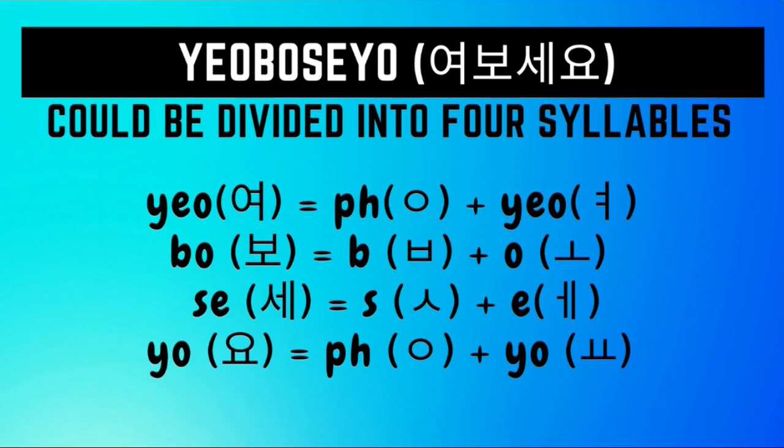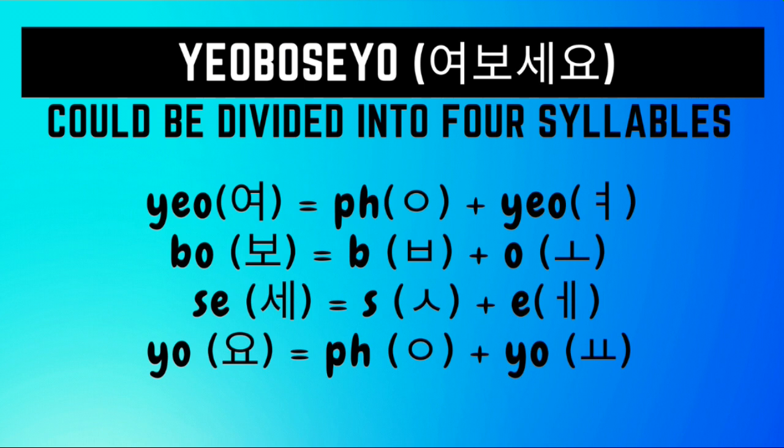How do we write Yeoboseyo in Hangul? This is composed of 4 syllables. The first syllable yo is written by drawing first a no sound iyang followed by the yo character. The second syllable bo is written by drawing first a beep character followed by an o character.